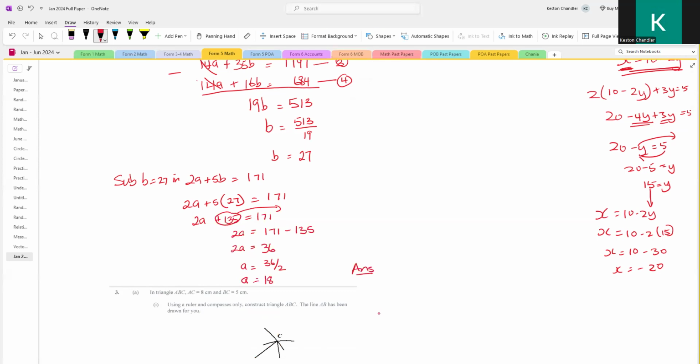Me, I always like to write this back for them so they could see that I found the value of A and B. Everybody good so far? Thumbs up if everybody good so far. Good.